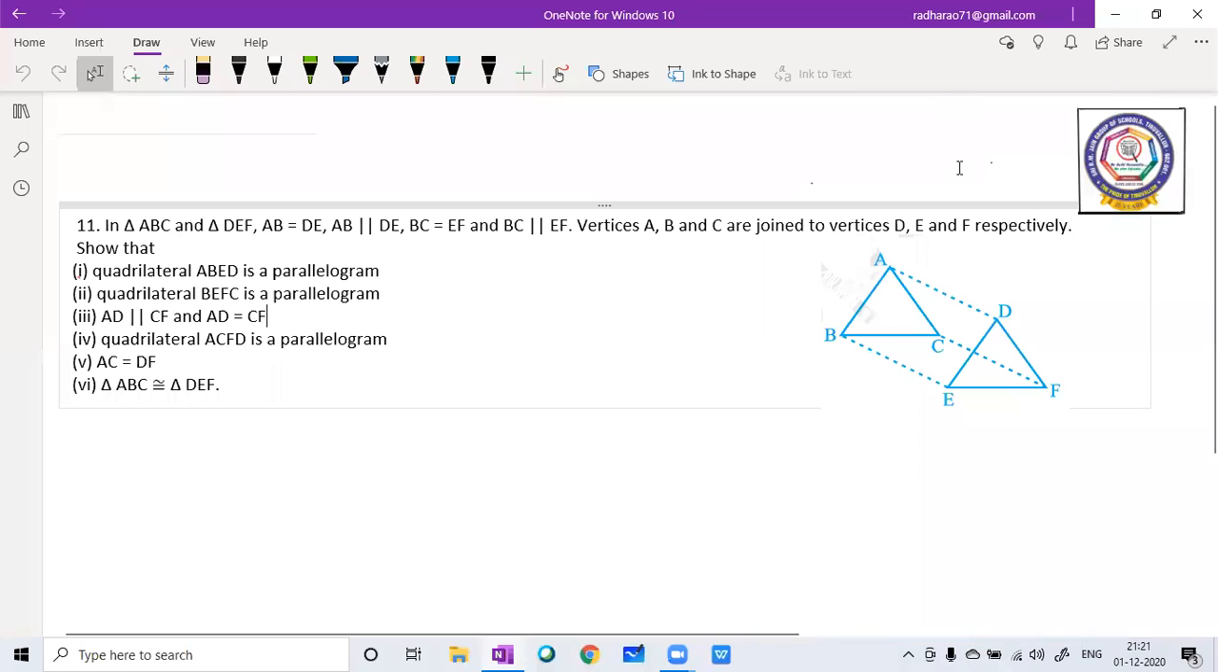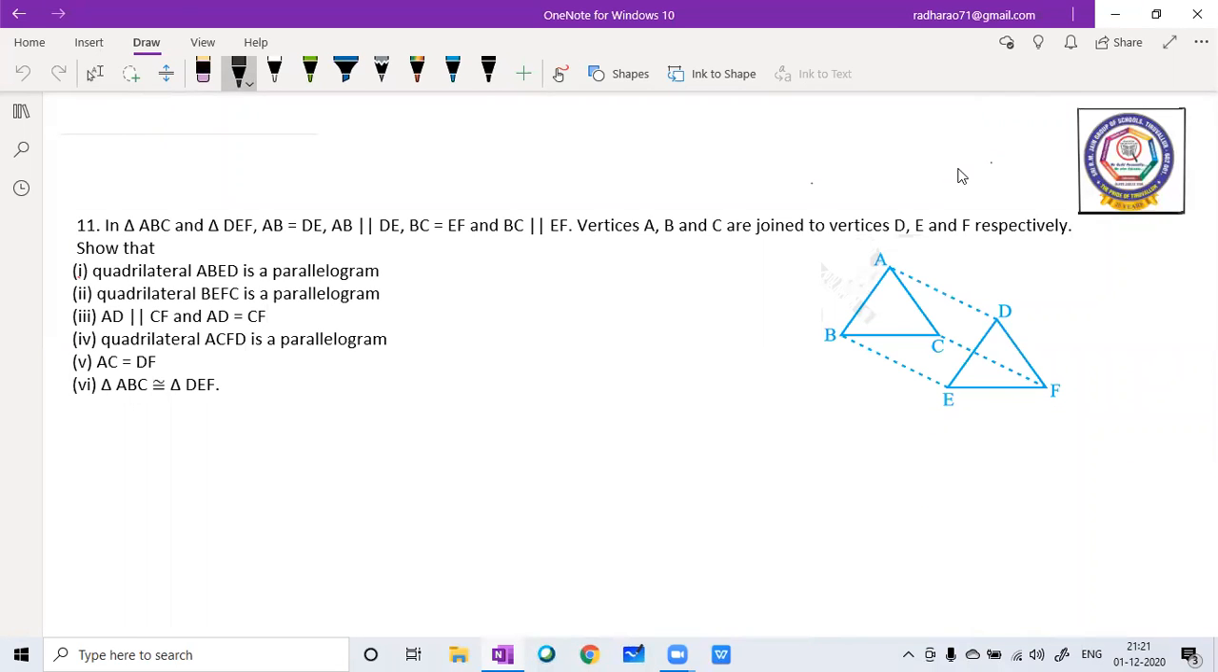Now let us see the 11th question. There are two triangles, ABC and DEF. In triangle ABC and triangle DEF, AB is equal to DE and AB is parallel to DE. So AB and DE are equal as well as parallel.